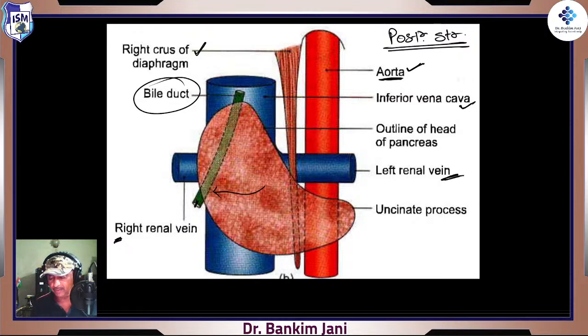So, the main ones are the aorta and the inferior vena cava, right? Inferior vena cava, then the right renal and left renal, and this bile duct. So, main candidates: aorta, IVC, and the bile duct. Okay.